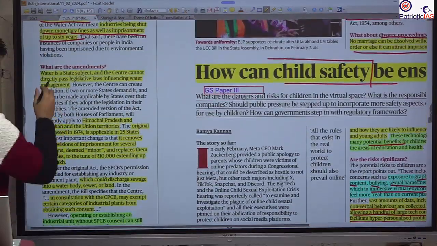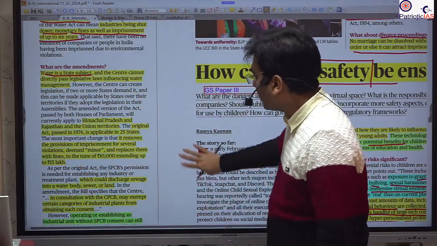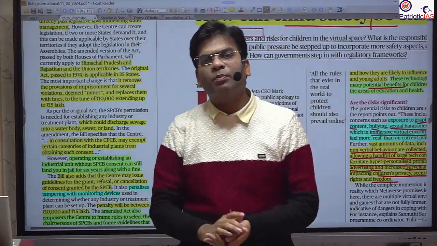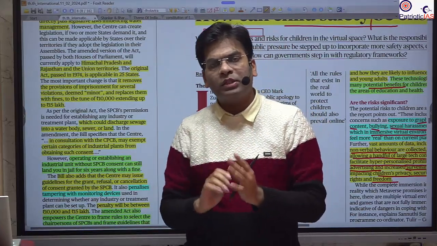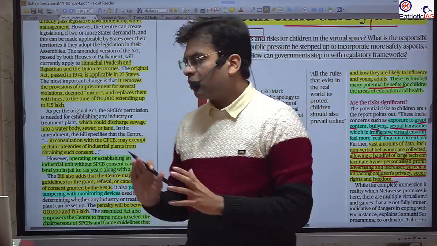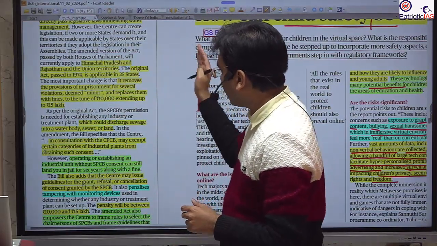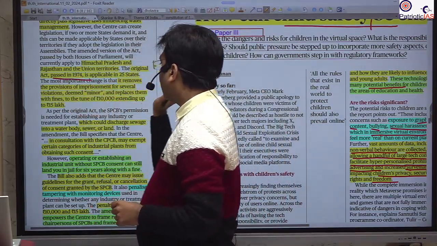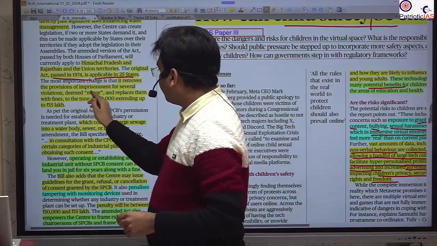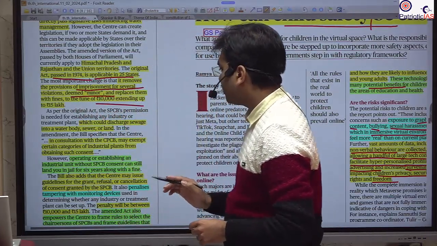So one thing you should know is that water is a state subject, and the center can only provide the guideline. It cannot impose. Okay. So this act came after a special provision provided to the parliament, that when two or more states approach the center and ask for legislation of the law, they provide it. So under this, Himachal and Rajasthan approached the center, and after that this amendment was done. Okay. It removed the provision of imprisonment for minor mistakes, and replaced it with fines of 10,000. So this is all about it.